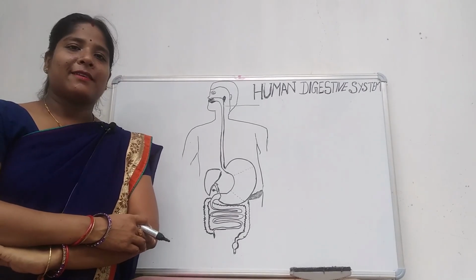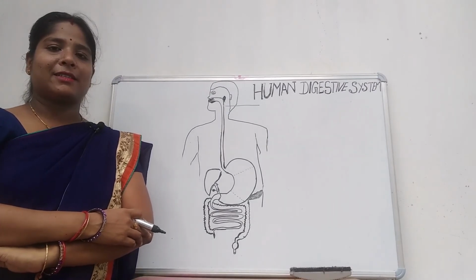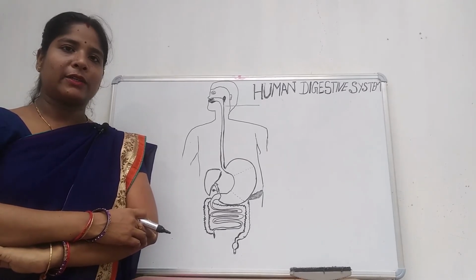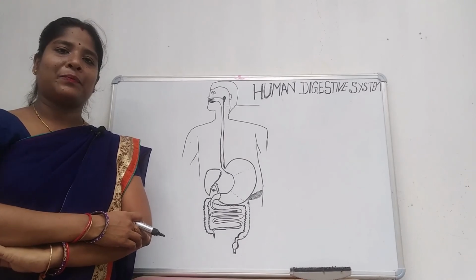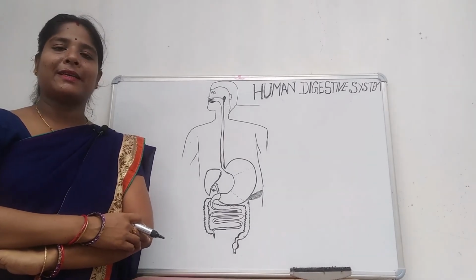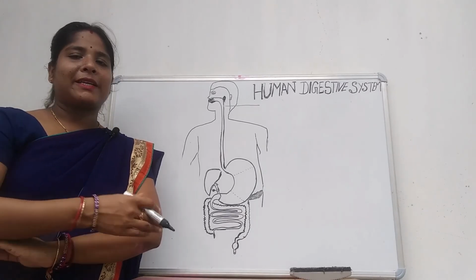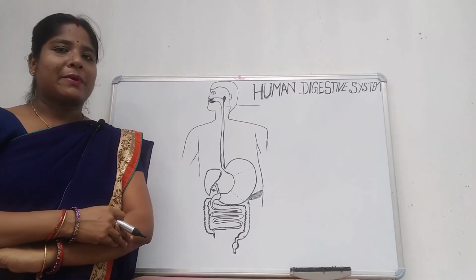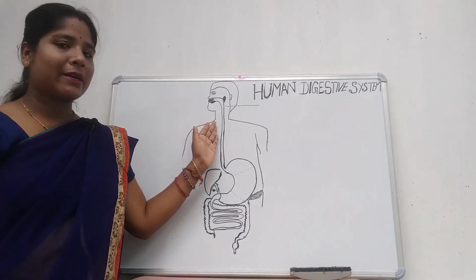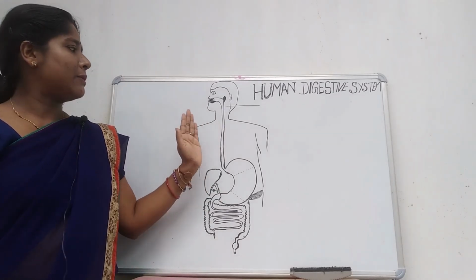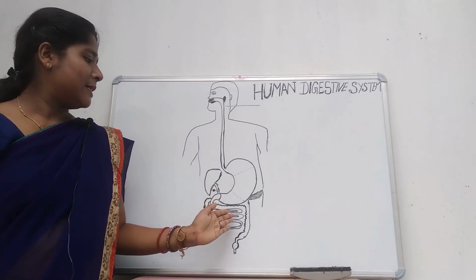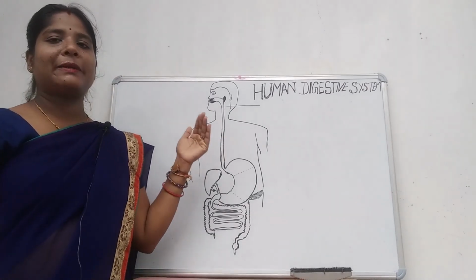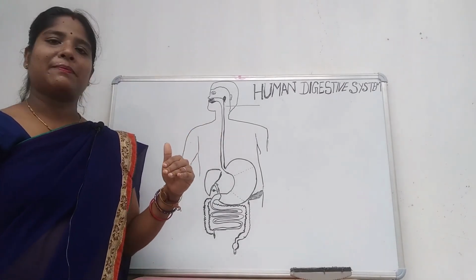In today's class, we will learn about the human digestive system, also called the gastrointestinal tract or human alimentary canal. Different names of the human digestive system. My dear students, all of you know that the human digestive system comprises different parts such as mouth, esophagus, stomach, intestine, rectum, anus. So we will discuss the different parts of the digestive system.